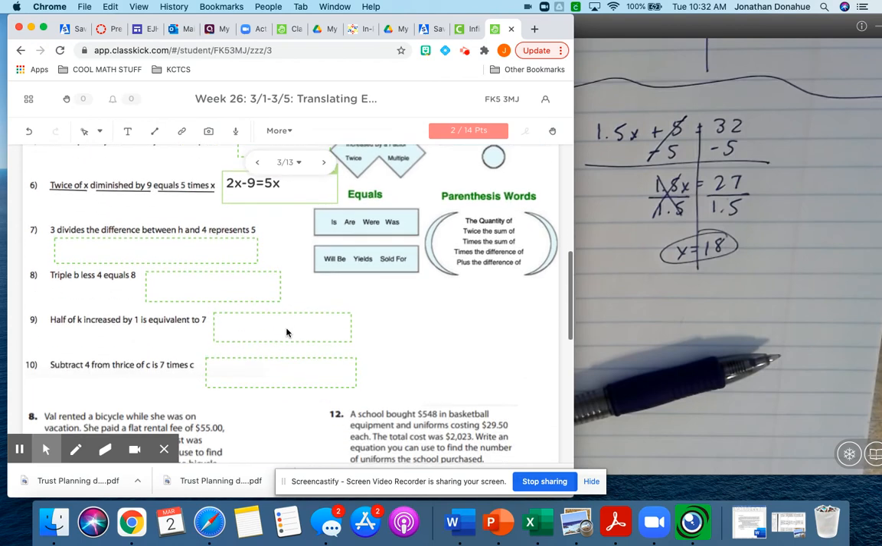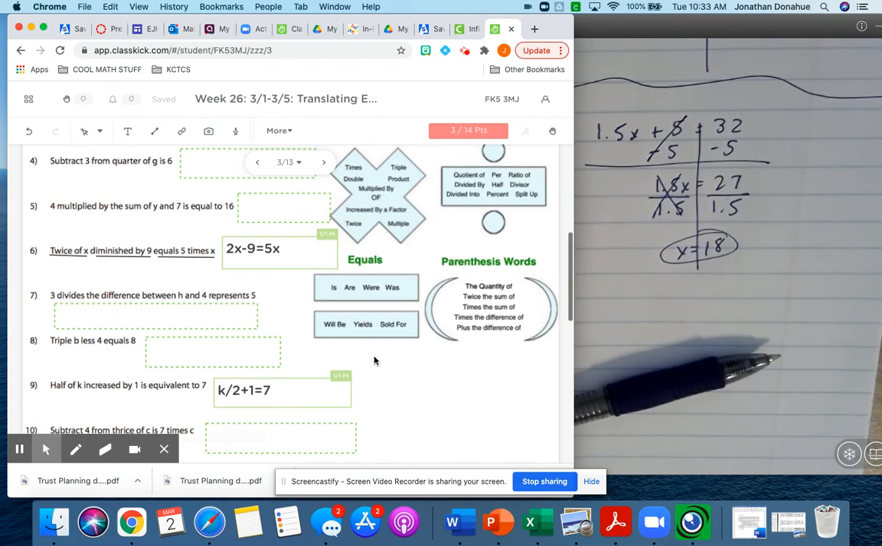All right, let's take a look at 9. It says half of k increased by 1 is equivalent to 7. So half of k, there's a couple ways you can do it. You could multiply it by a half, but most people, to find half of something, will just divide by 2. So half of k increased by 1, that means we're going to add 1 to it, is equivalent to 7. All right, guys, that's 3, 6, and 9.